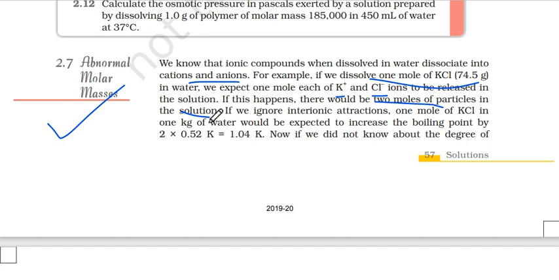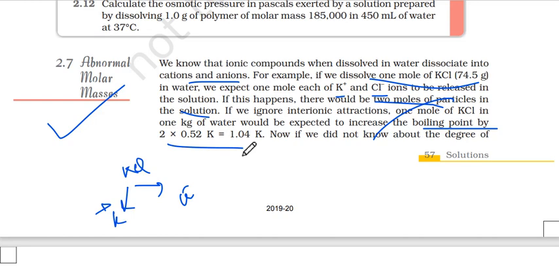Dala to aapne KCl ek, wo dissociate ho gaya K positive aur Cl negative mein. To ye 2 moles ban gaye. There's a change in the number of moles. If we ignore interionic attractions, 1 mole of KCl would be expected to increase the boiling point by 2 times. तो अगर हम basically boiling point ही देखें, एक हमारा colligative property, वो 2 times बढ़ जाएगा.